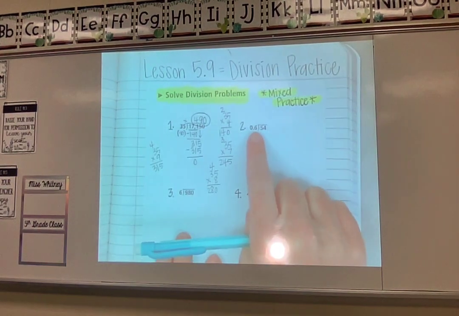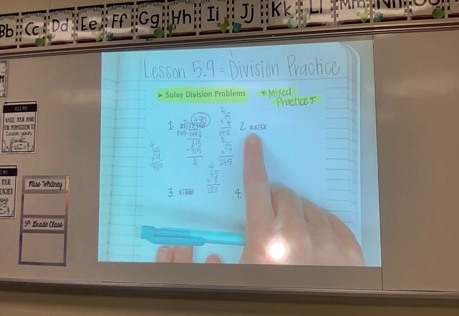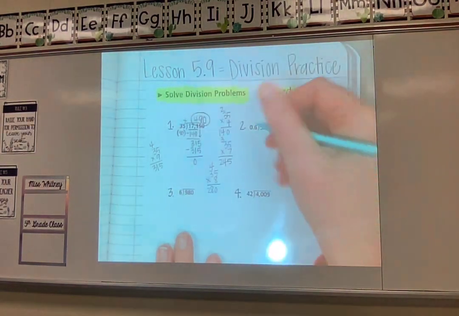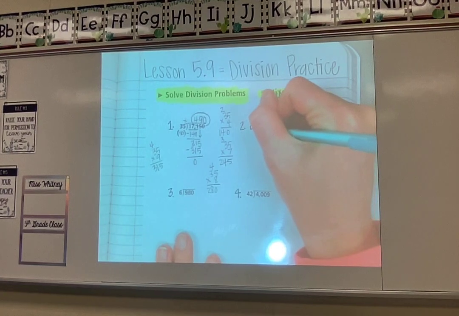Remember, first I'm gonna check outside the house. Do I have a decimal number? Yes, so I need to fix it. Remember, I need to move that decimal to the back. So it needs to go back 1 spot.